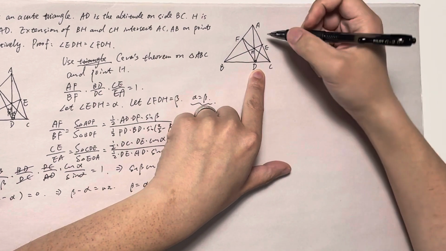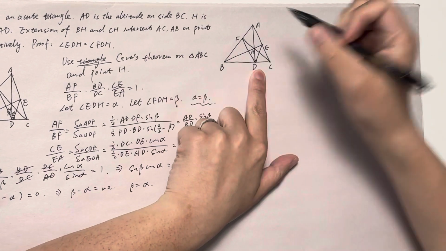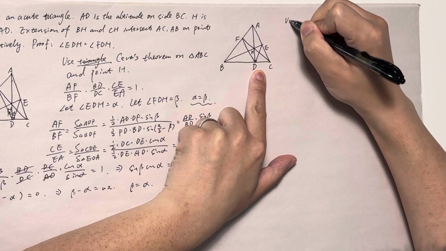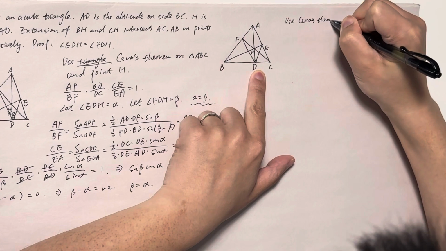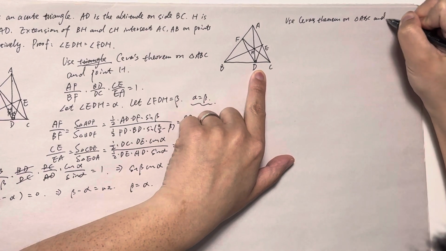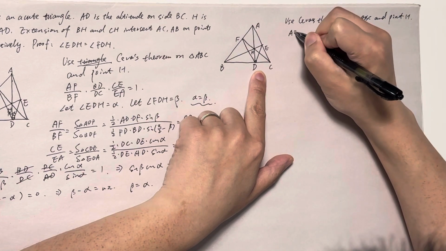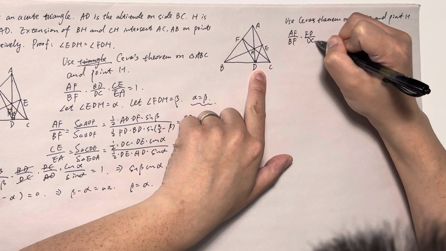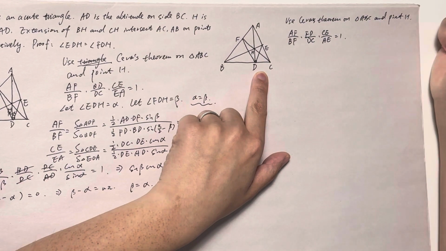So for this case, we start from Ceva's theorem, right? We can use Ceva's theorem on triangle ABC and point H. So we got AF divided by BF times BD divided by DC times CE divided by AE equals to 1.